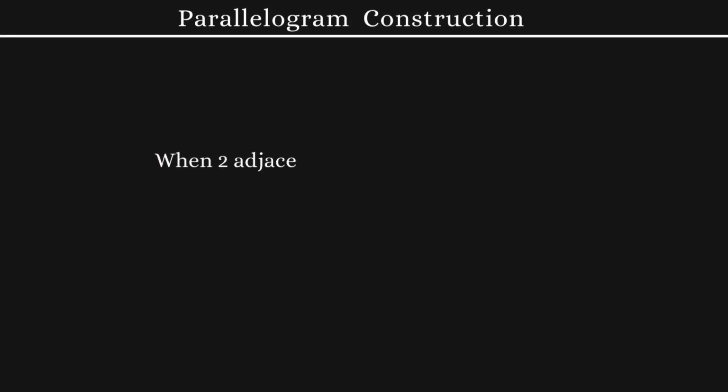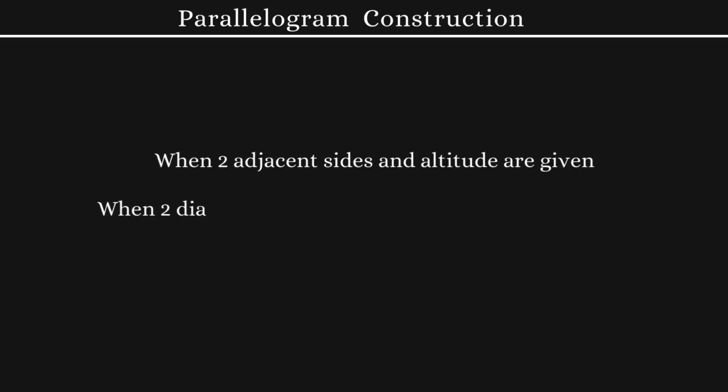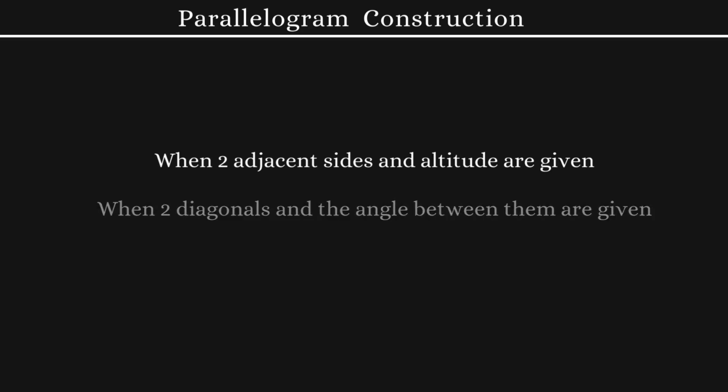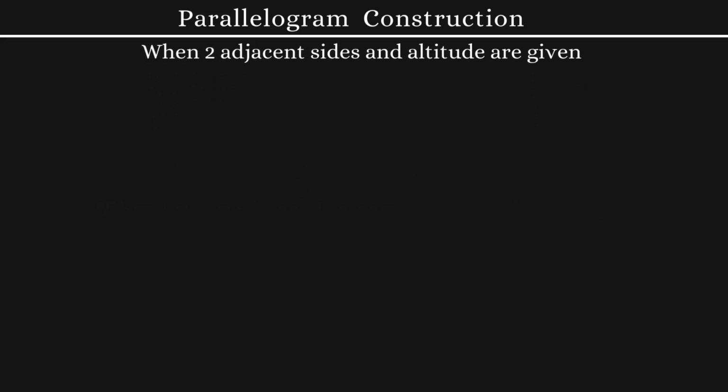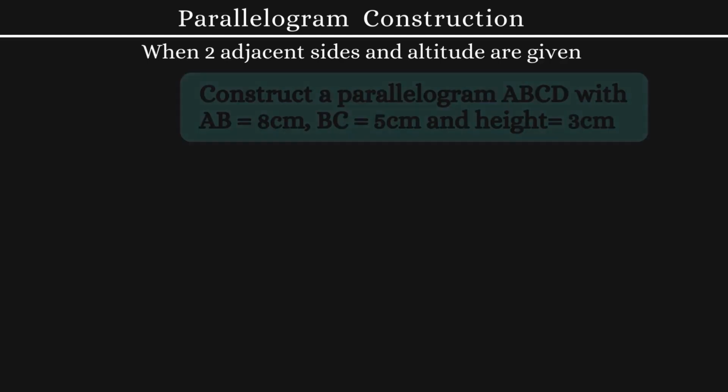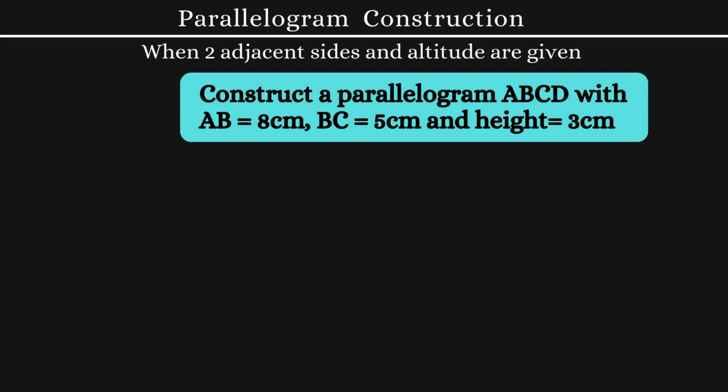In this video, we learn to construct a parallelogram when two adjacent sides and the altitude are given, and when two diagonals and the angle between them are given. First, we learn how to construct a parallelogram when two adjacent sides and the altitude are given. Construct a parallelogram ABCD where AB is 8 cm, BC is 5 cm and the altitude is 3 cm.